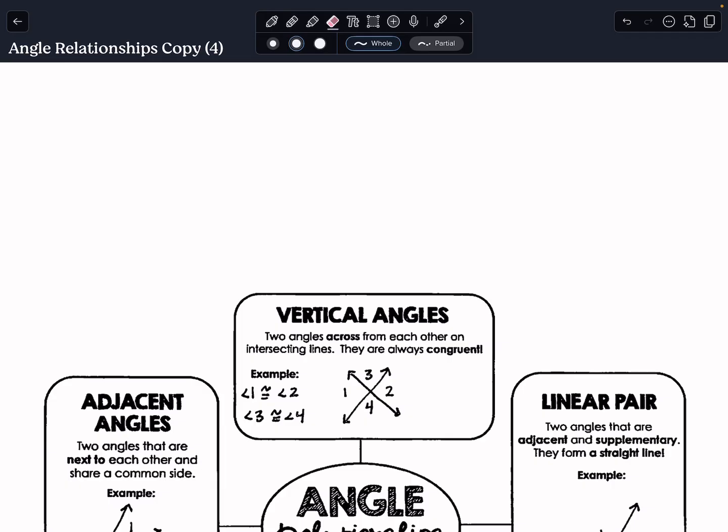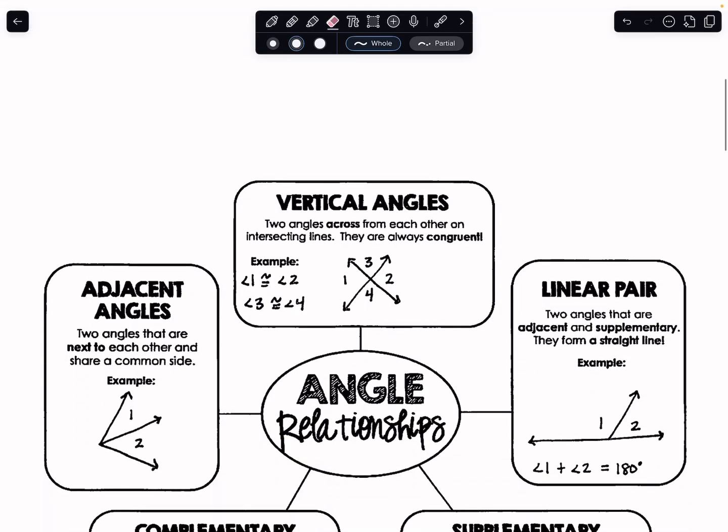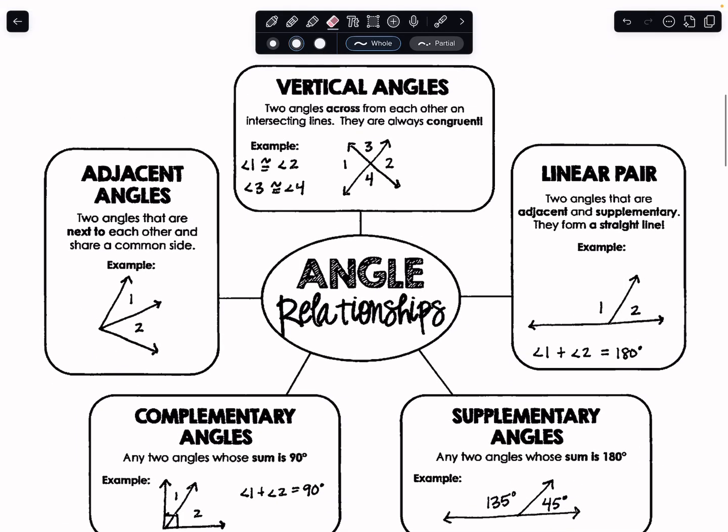Now, there are several examples, so this video may be a little bit longer, but I'm going to make sure I get to everything. So you can fast forward, pause, rewind as needed. So let's jump right in and talk about these angles. So let's talk about these angle relationships. Here are 5 on the screen.